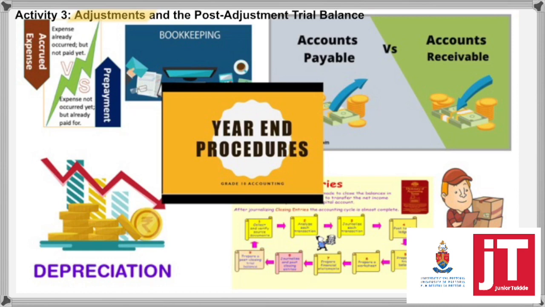Now, because this is such a large activity, we're going to split it into two. We're first going to look at the adjustments and the calculations for those adjustments, and then the general journal entries, and then in the second activity, 3B, we will look at the Post-Adjustment Trial Balance. So, let's jump right in.